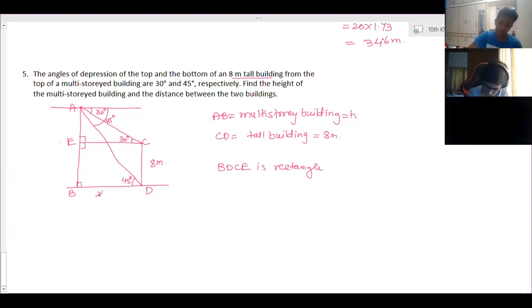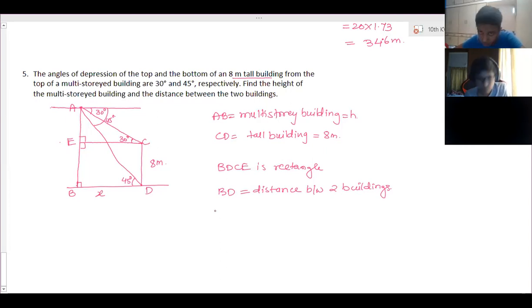Distance between them we will consider as BD. BD is the distance between two buildings. So now here BD is equal to CE, that is equal to x, and CD is equal to BE, equal to 8 meters. This is also 8 meters. This full height we have considered as h.